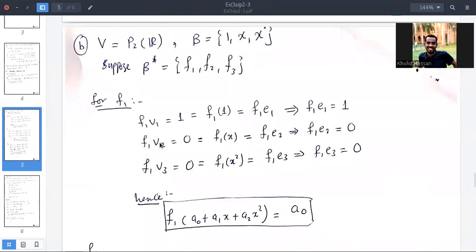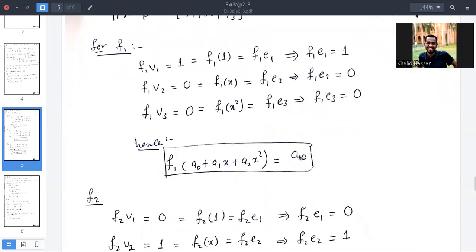So f1 v2 equals 0. So f1 of x equals f1 e2, sorry, f1 e2 equals 0 as well. And f1 v3 equals f1 of x squared, which is f1 e3. So f1 e3 equals 0. Okay, this is by calling them e1, e2, e3, which is very normal. So f1 e1 equals 1, f1 e2 equals 0, and f1 e3 is 0.